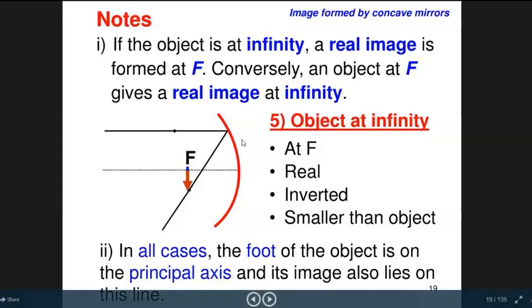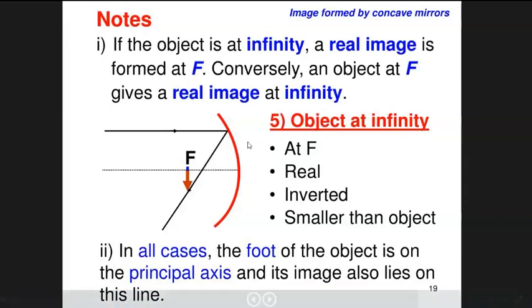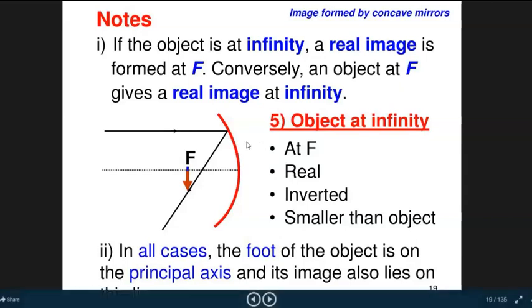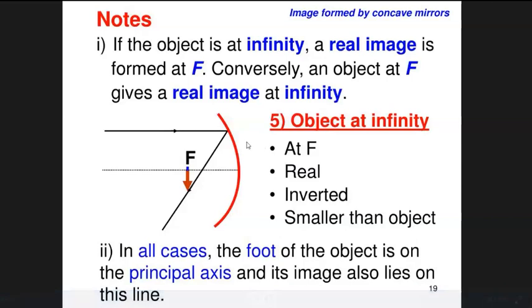So you have to remember the specifications: the first special ray will be parallel to the principal axis and after reflection will pass through the focus. The second special ray will first pass through the focus, then after reflection it becomes parallel to the principal axis.